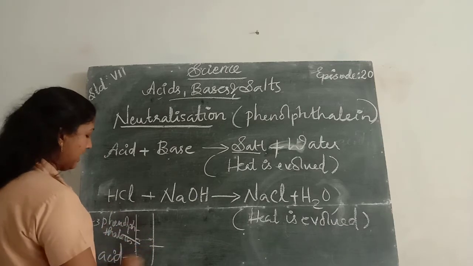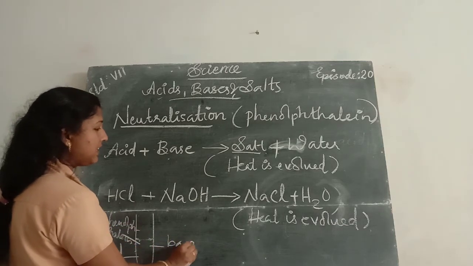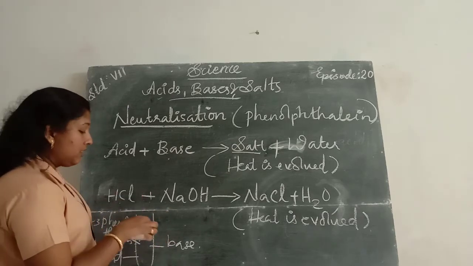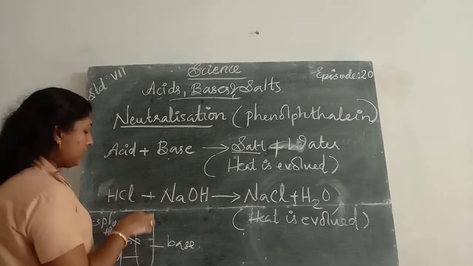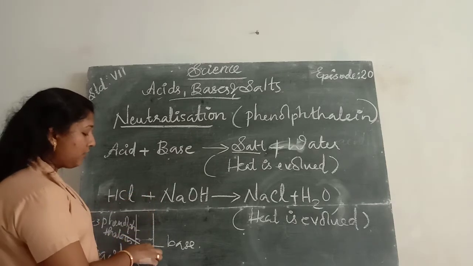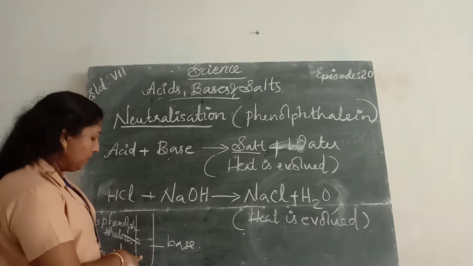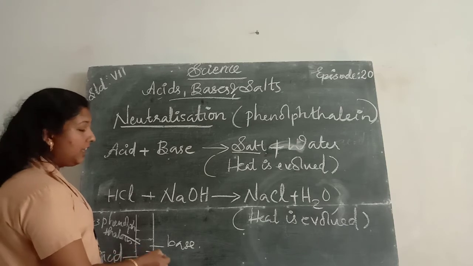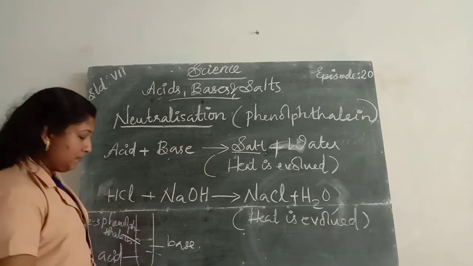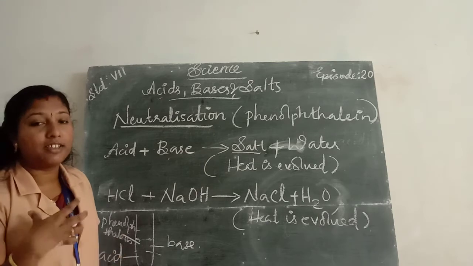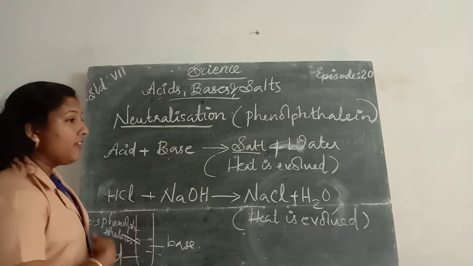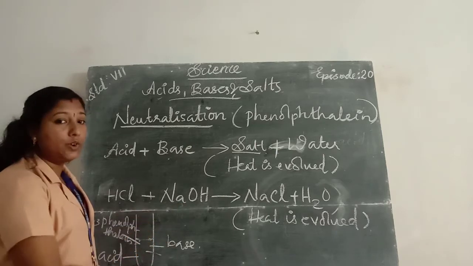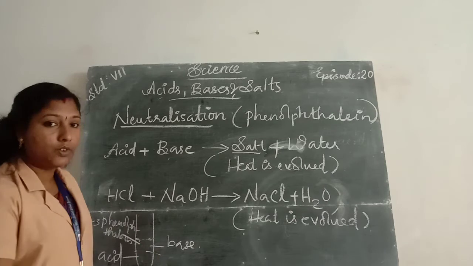Drops of sodium hydroxide, a base, into the solution, drop by drop. If we add the sodium hydroxide solution drop by drop into the acid solution, we can see that the dark pink or magenta color is changed by applying the basic solution.